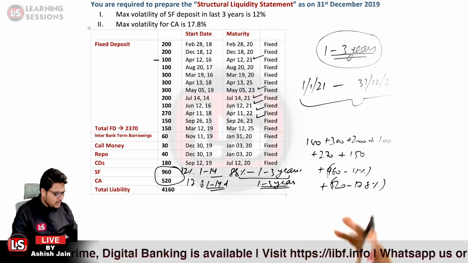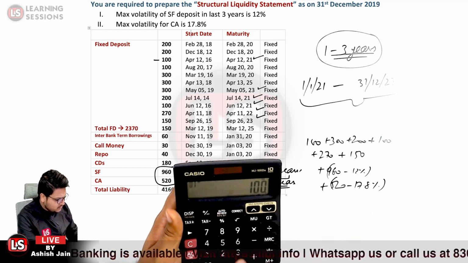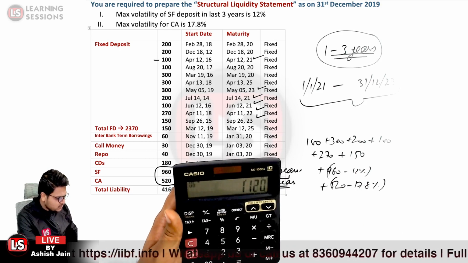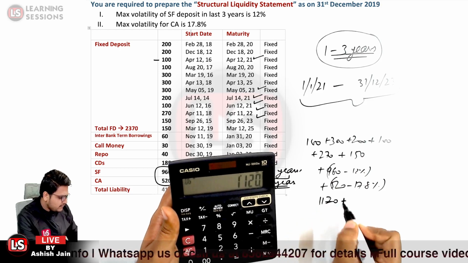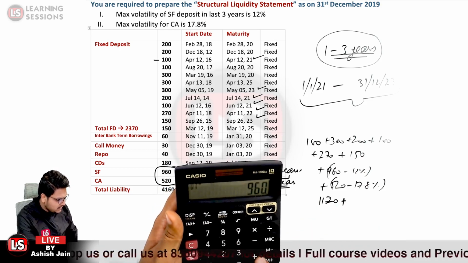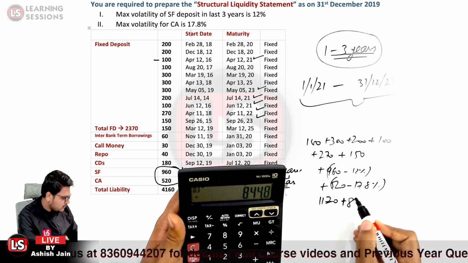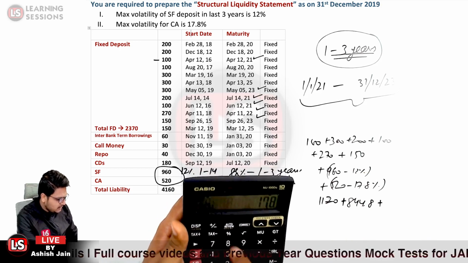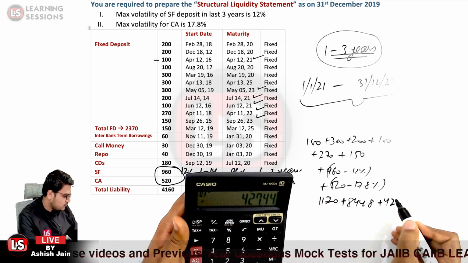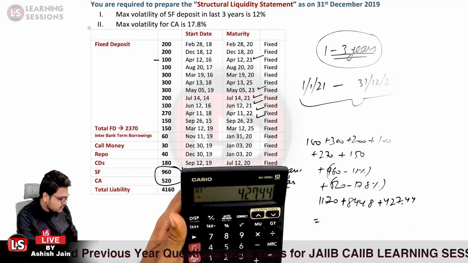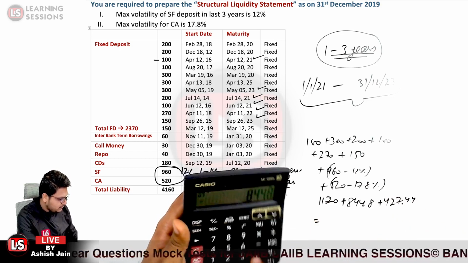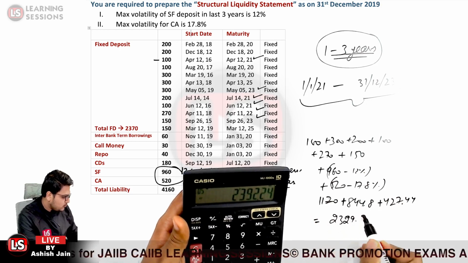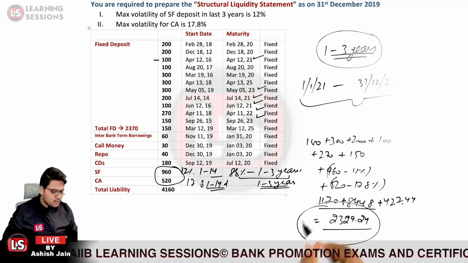So it is equal to 100 plus 300 plus 200 plus 100 plus 270 plus 150, that is equal to 1120. And for the 960 minus 12%, that is equal to 844.8, and 520 minus 17.8% is equal to 427.44. So you need to add them all up. So it will be 844.8 plus 1120, that is equal to 2329.24. So that will be the answer related to that particular question.